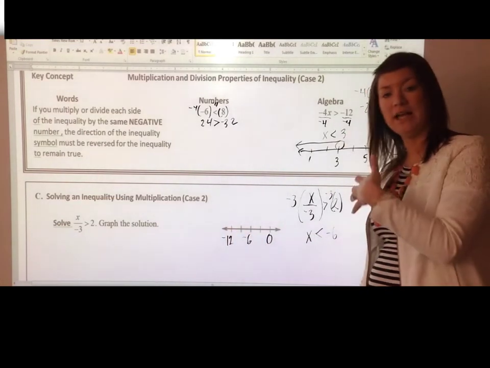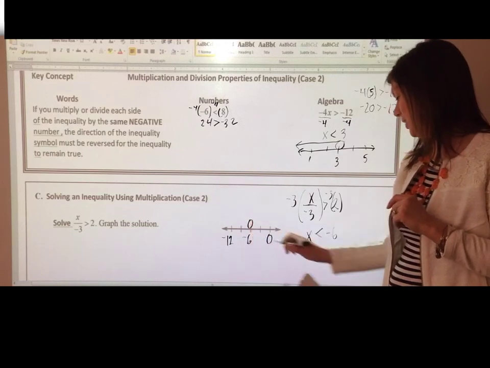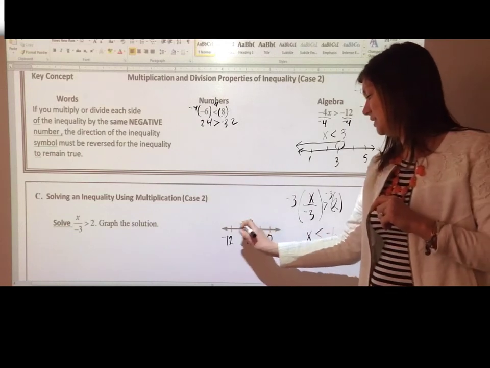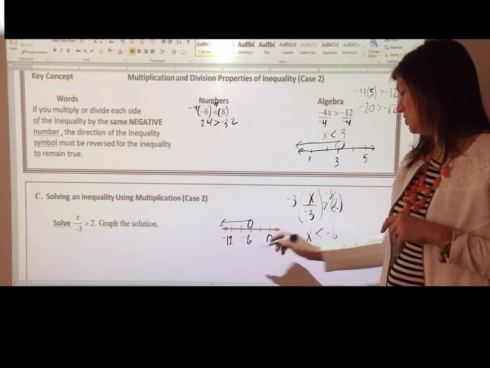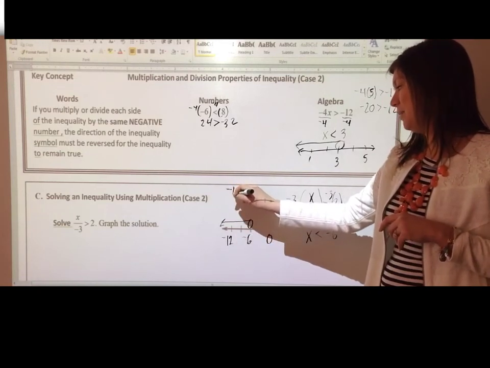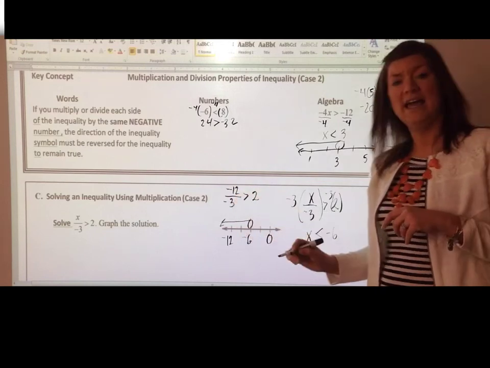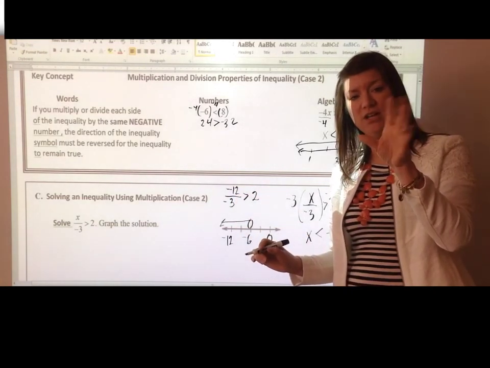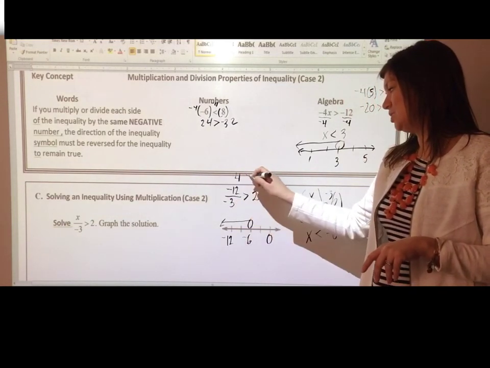So there's my number line set up. And I'm going to place my boundary point and shade. So I'm shading to the left since all the values are less than negative 6. I'm just going to choose a quick number, negative 12. I'm going to plug that into my original inequality just to check to make sure I shaded the correct region. Negative 12 divided by negative 3 is 4, and it's greater than 2.